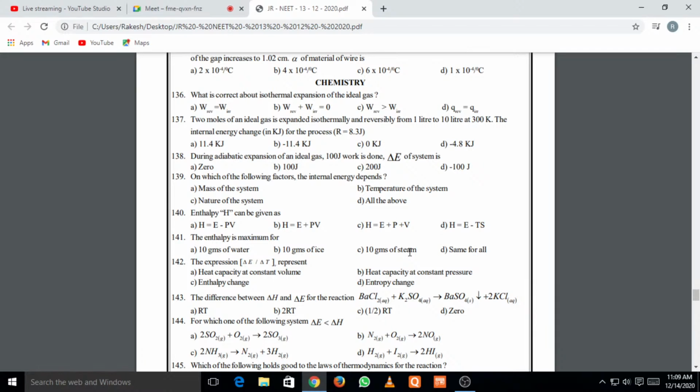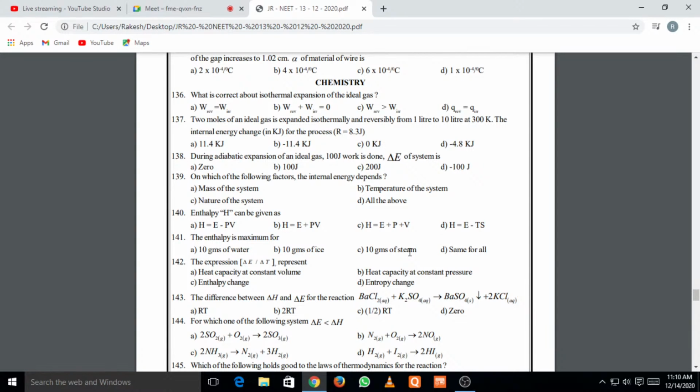So the difference between delta E and delta H for this reaction: delta H is equal to delta U plus delta n RT. For no gaseous components, delta n becomes 0. So delta H minus delta E is equal to 0. So that answer is 0. Clear now? Yes, sir. Right. Next.